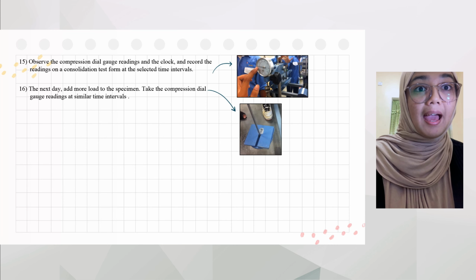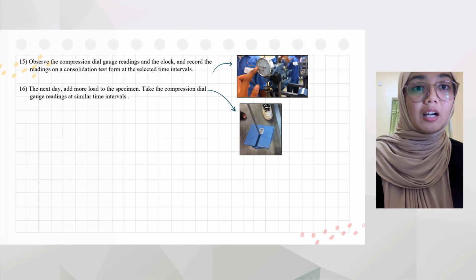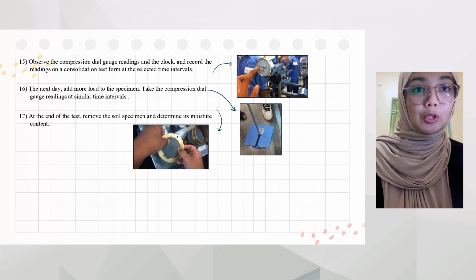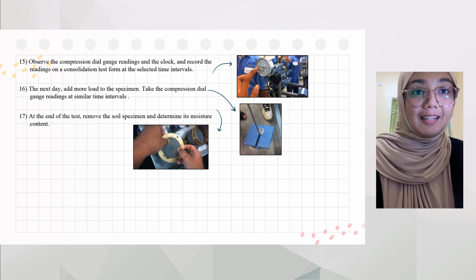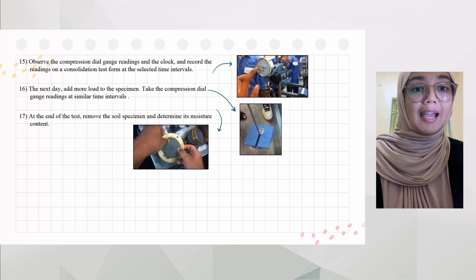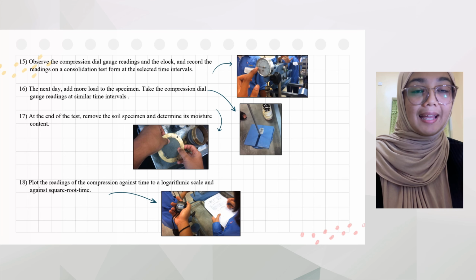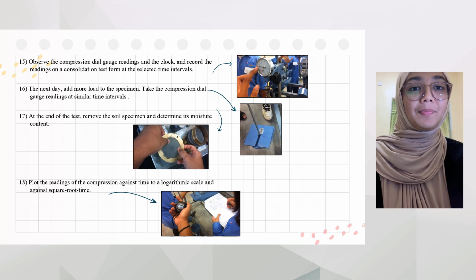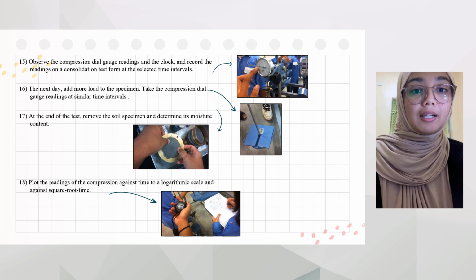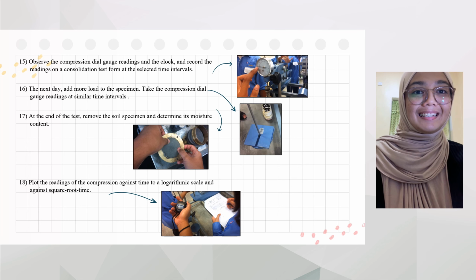The next day, add more load to the specimen. Take the compression dial gauge readings at similar time intervals as the picture shows. Number 17. At the end of the test, remove the soil specimen and determine its moisture content like the picture on the side. Last but not least, plot the readings of the compression against time to a logarithmic scale and against square root time. That's all from us.